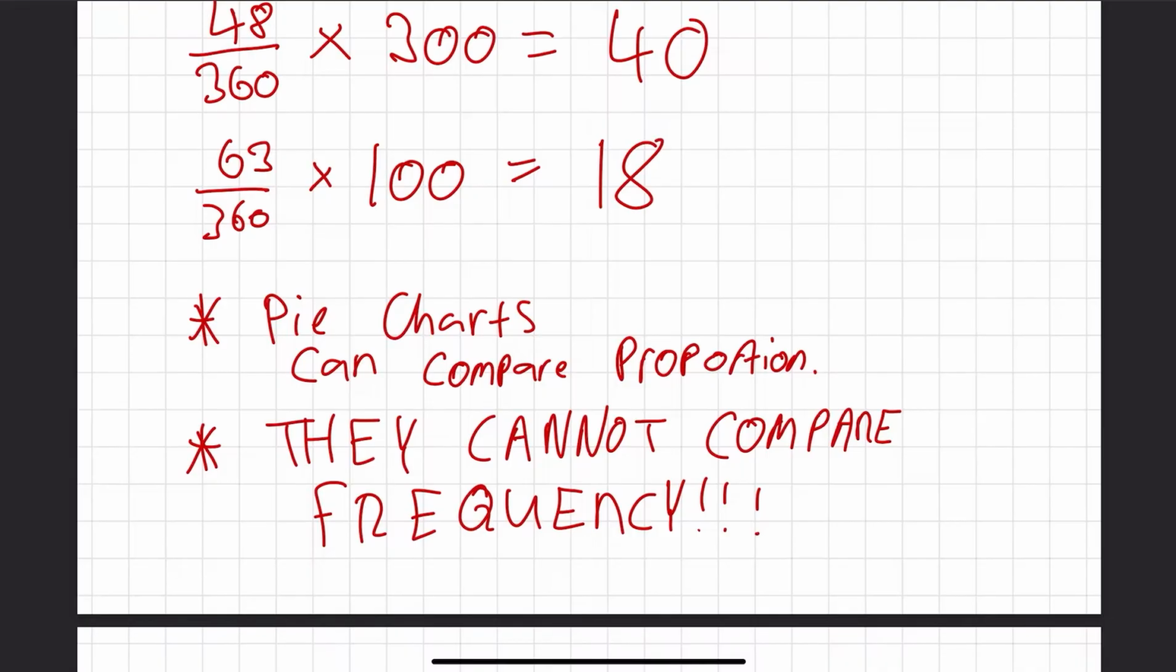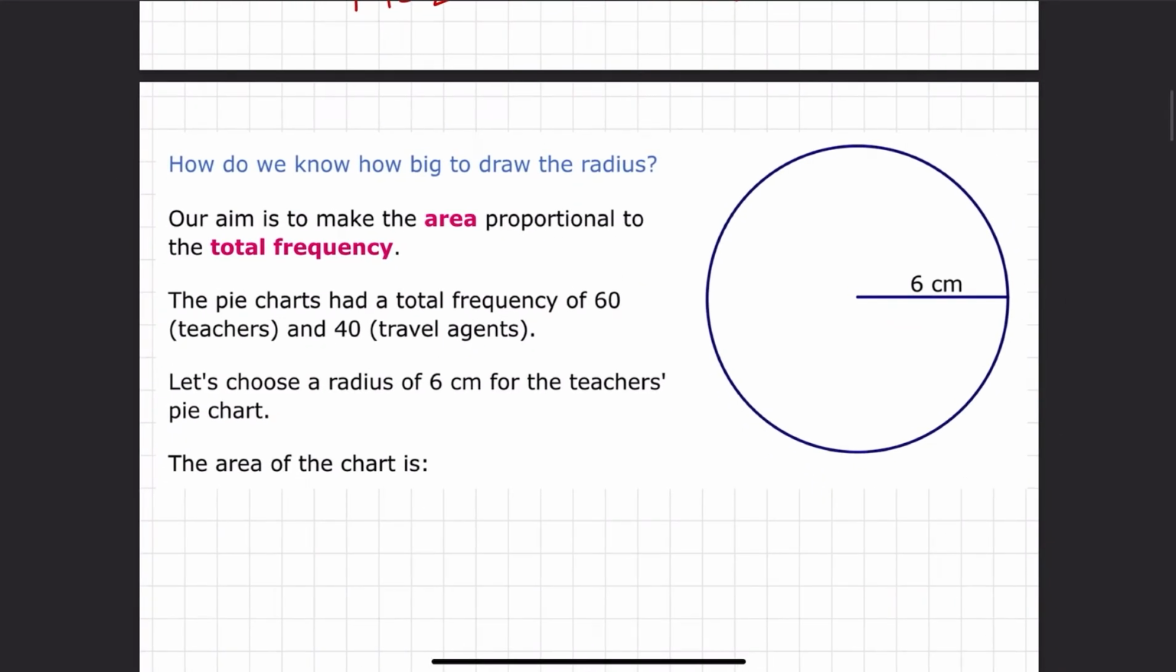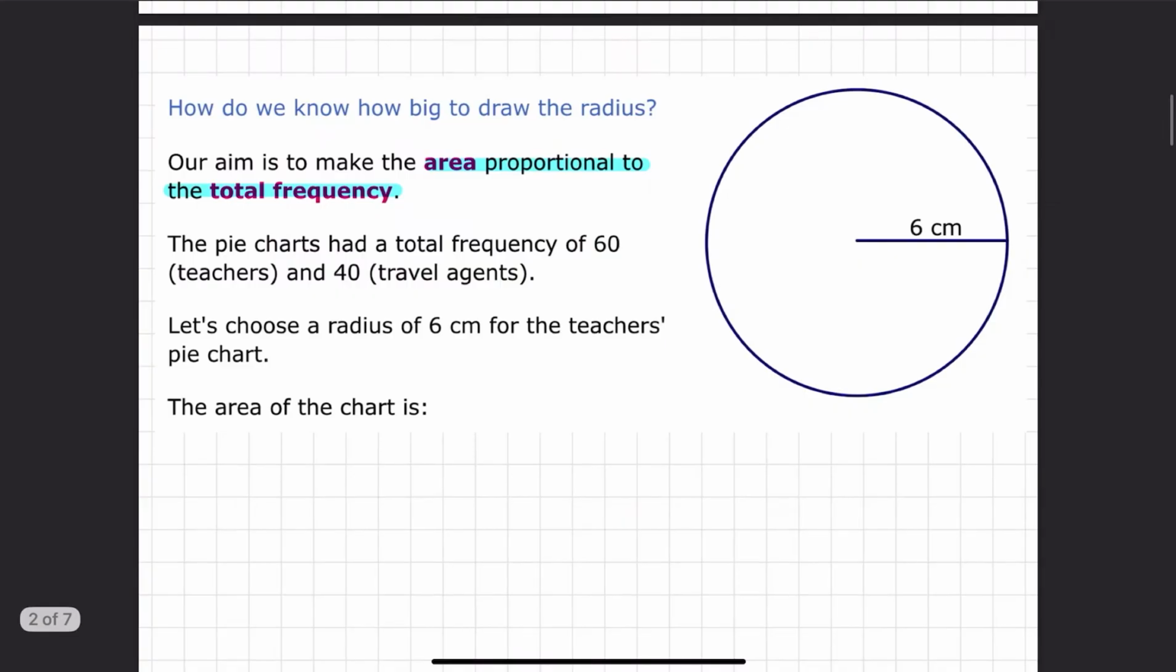Comparative pie charts are like pie charts, but even better, because you can compare both proportion and frequency. Because what you'd have is your area is going to be directly proportional to the total frequency. So if I have my area is 100, we know it's going to be directly proportional to our frequency. So 100 is going to be our frequency times some proportional scaling factor k.